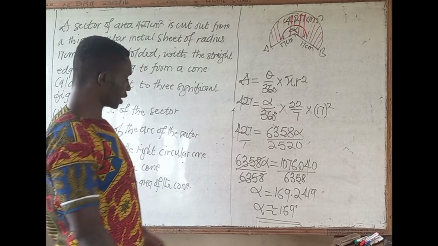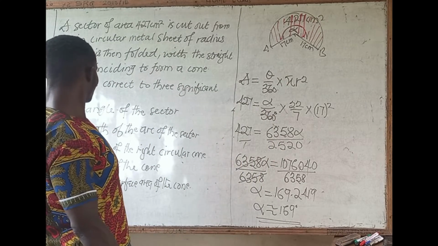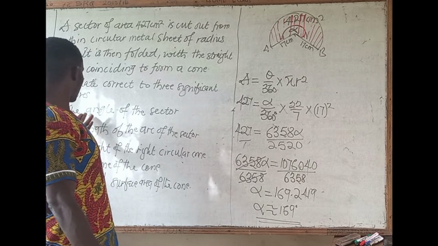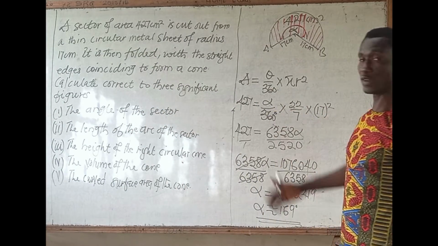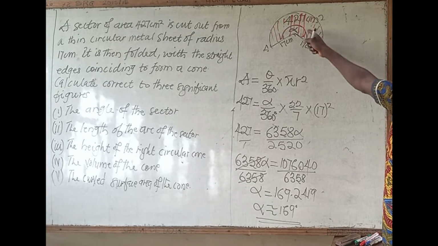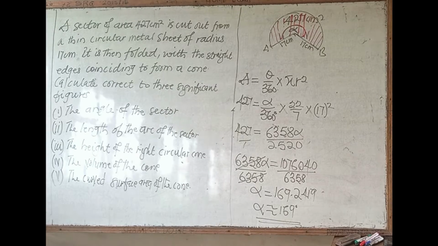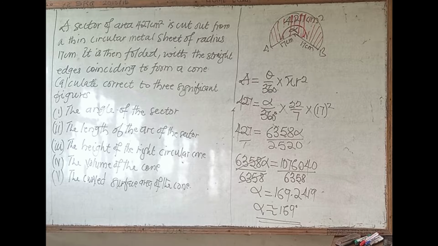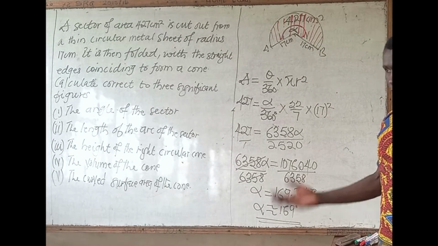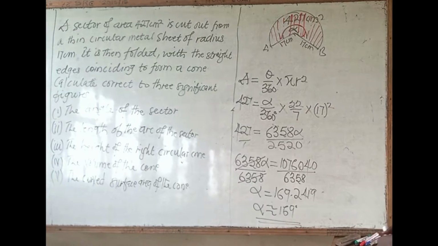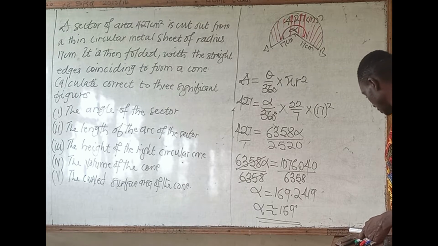That's the angle. The first question says we should calculate the angle of the sector, and that's the angle which gave 427 centimeters square. Now, the second one is the length of the arc of the sector.